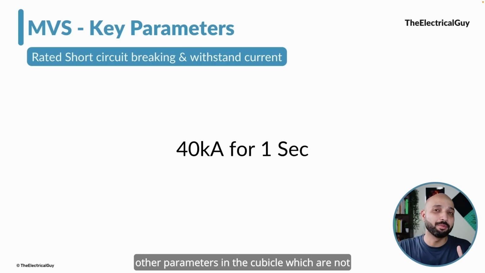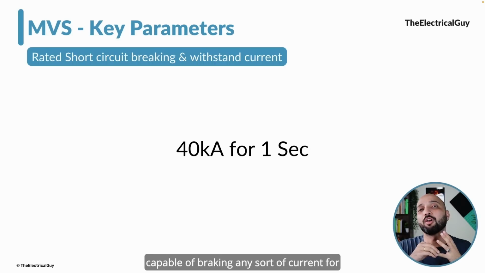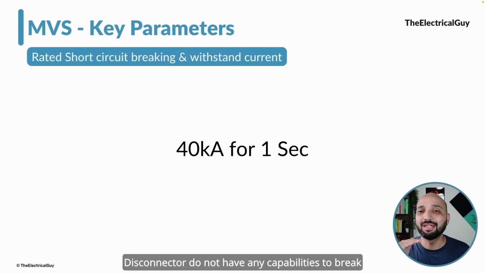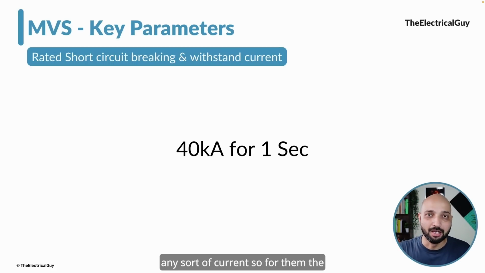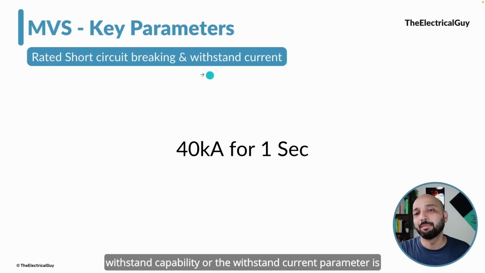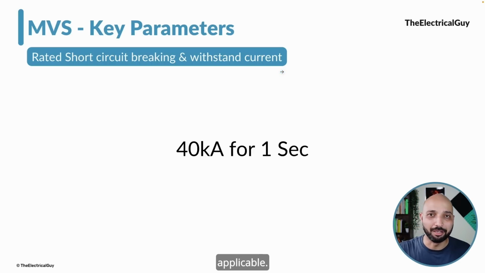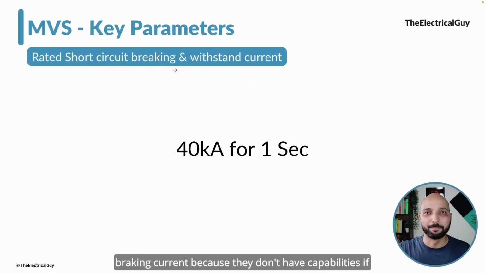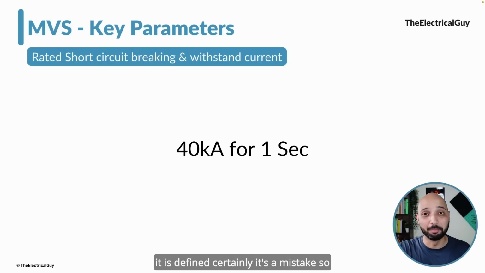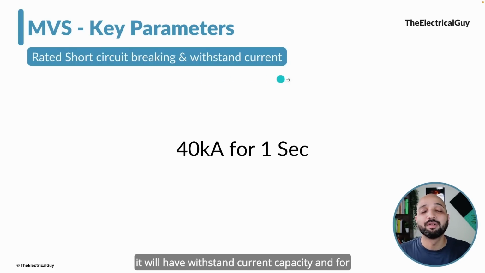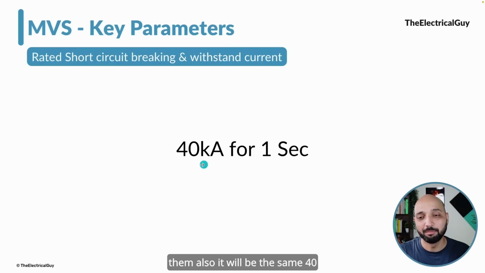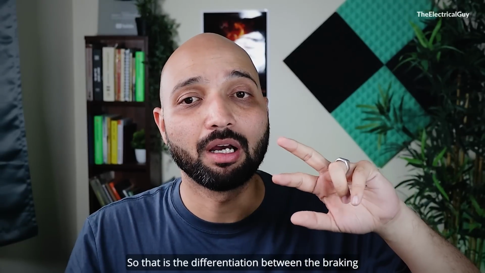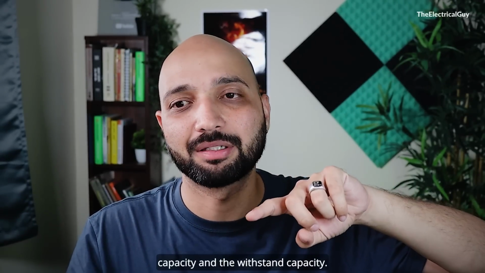But we also have other parameters in the cubicle which are not capable of breaking any sort of current. For example, a disconnector does not have any capabilities to break any sort of current. So for them, the withstand capability or the withstand current parameter is applicable. For disconnector, we will not be defining the breaking current because they don't have capabilities. If it is defined, certainly it's a mistake. So it will have withstand current capacity, and for them also it will be the same, 40 kiloampere for 1 second. Right? So that is the differentiation between the breaking capacity and the withstand capacity.